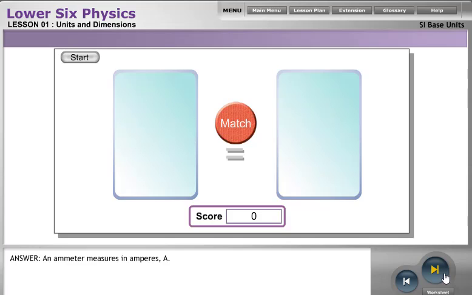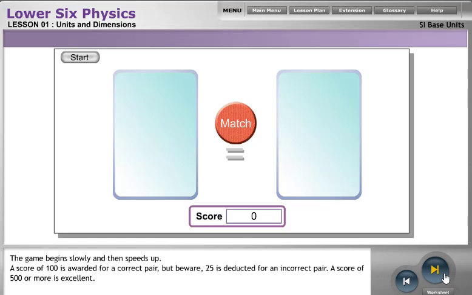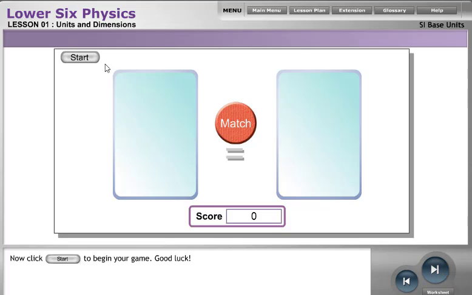The game begins slowly and then speeds up. A score of 100 is awarded for a correct pair. But beware, 25 is deducted for an incorrect pair. A score of 500 or more is excellent. Now click Start to begin your game. Good luck!